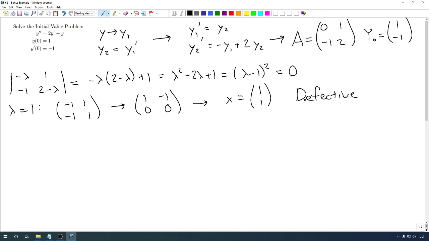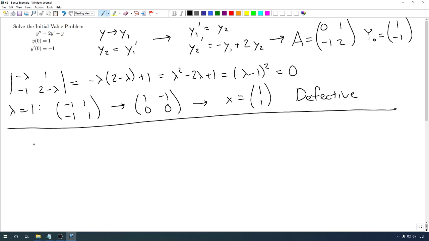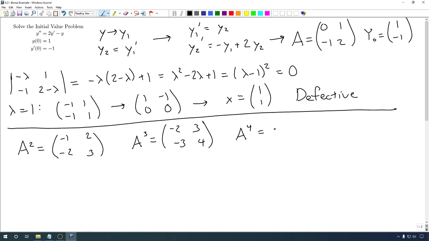So let's actually try to find the exponential for this thing. We're going to look at the powers of A, because those are what we need to put into our formula for the exponential. I'm going to save you the work of finding what these are, but it turns out that A squared is negative 1, 2, negative 2, 3. A cubed is negative 2, 3, negative 3, 4. A to the fourth is negative 3, 4, negative 4, 5, and so on and so forth.